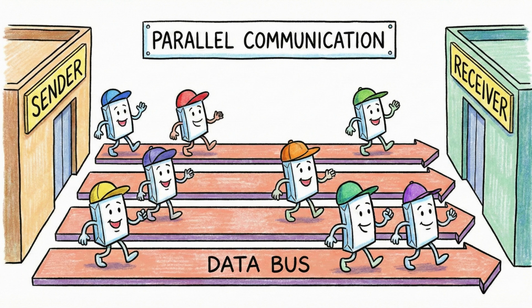How data moves. First, let's look at parallel communication. Imagine a wide highway. Here, multiple bits of data, represented by these packages, travel simultaneously. It's fast because we move a lot of data at once. However, look at the infrastructure. It requires many wires, lanes. This makes it expensive and complex to route over long distances.